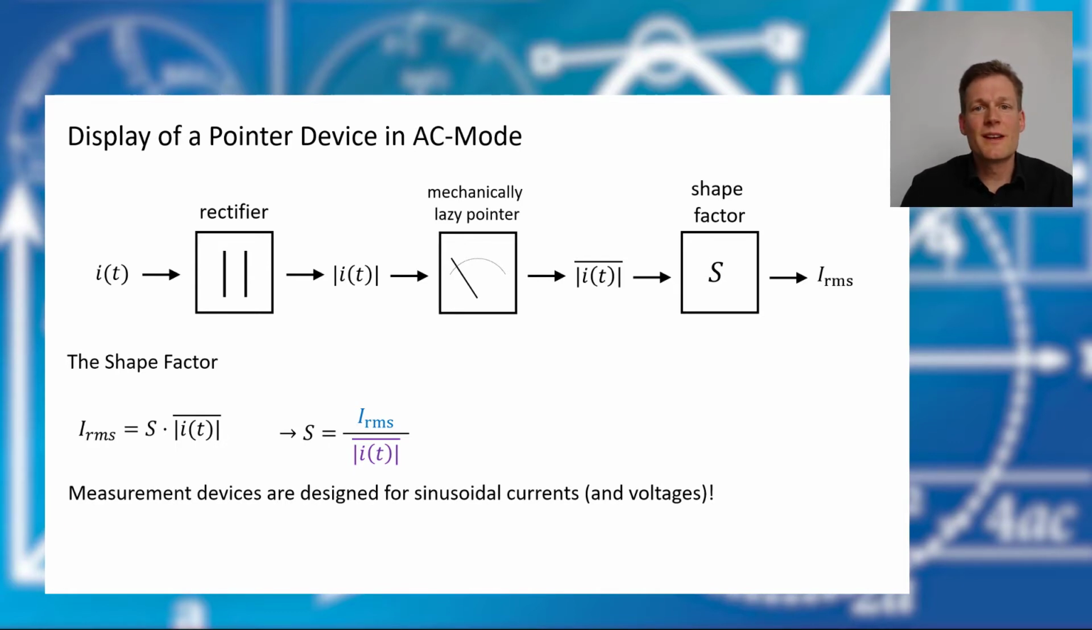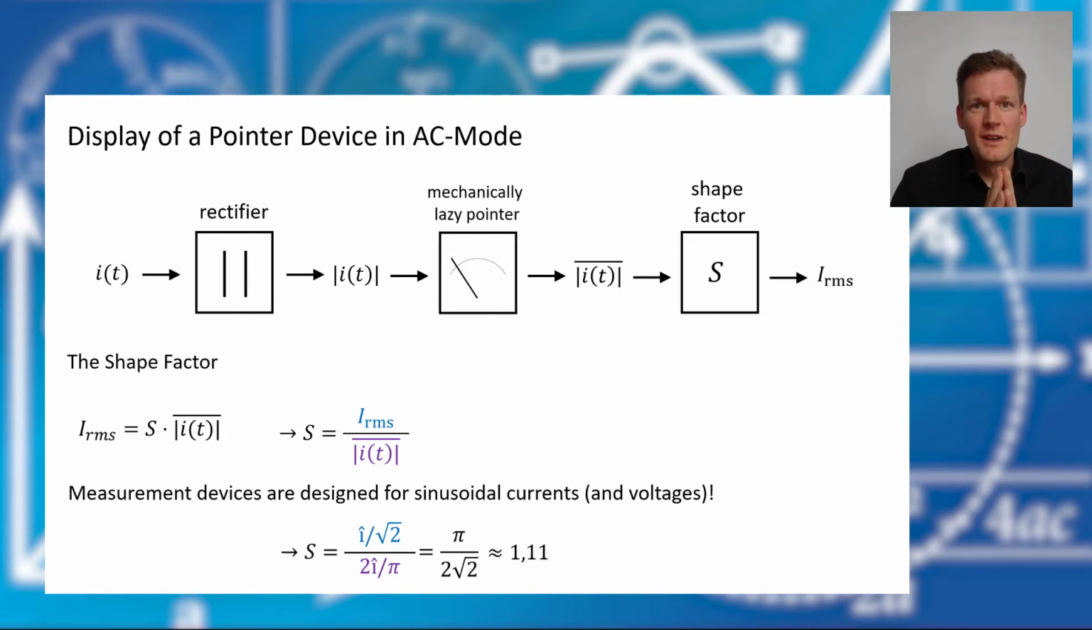Okay, and that means we can calculate this shape factor with the RMS value of our sinusoidal shape. It is the amplitude divided by square root of 2. And we divide this by the rectified value of the sinus, and this is 2 times the amplitude divided by pi. And this leads to this expression, and if we calculate the value, then we come to about 1.11.